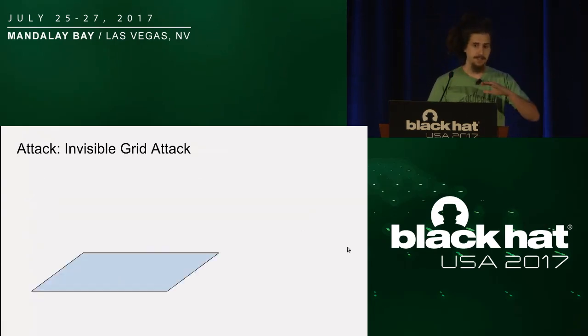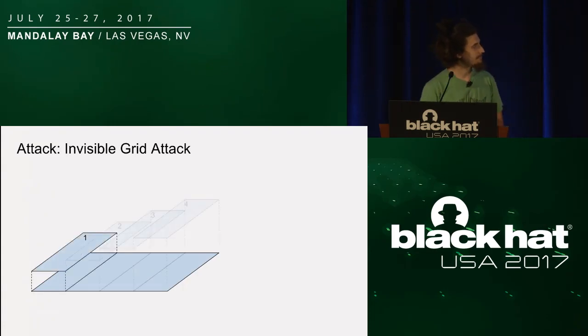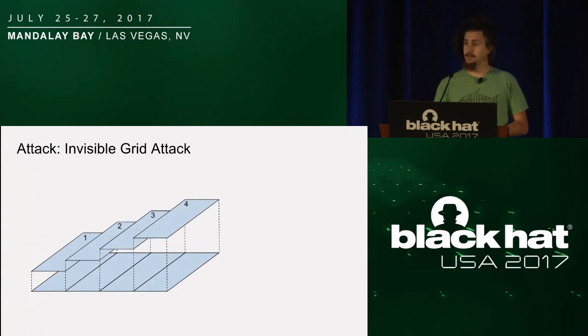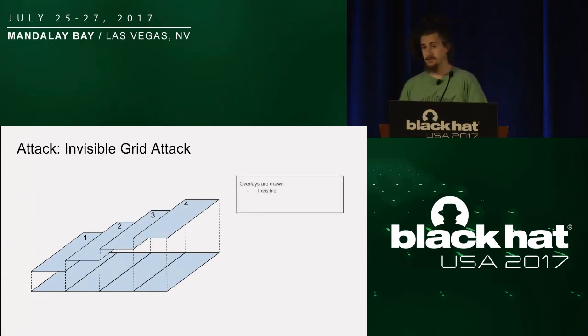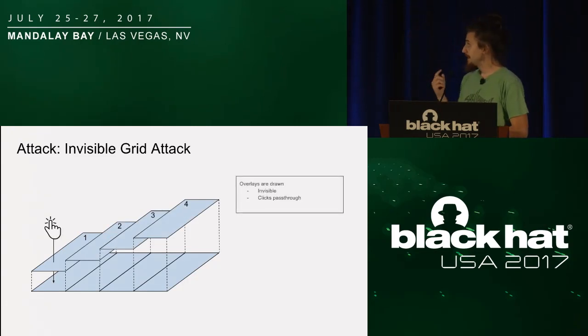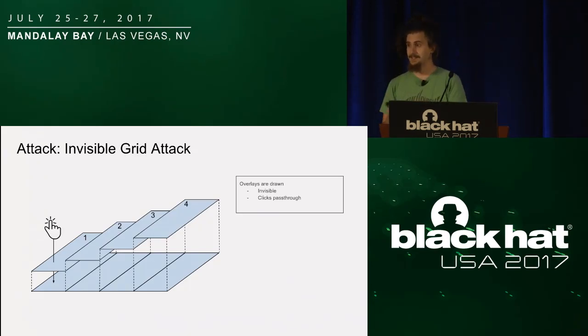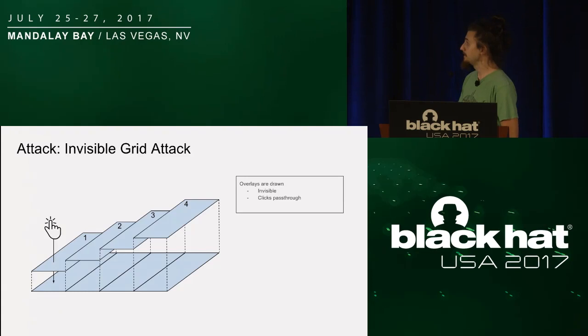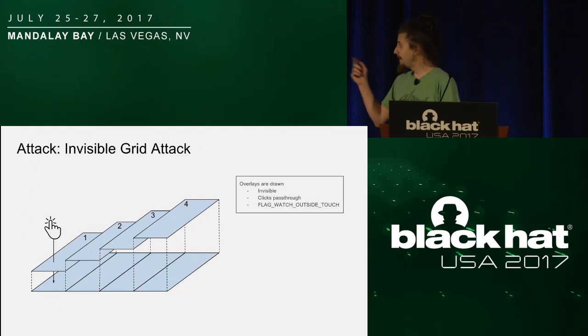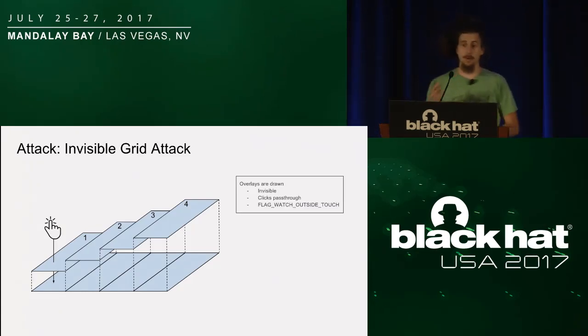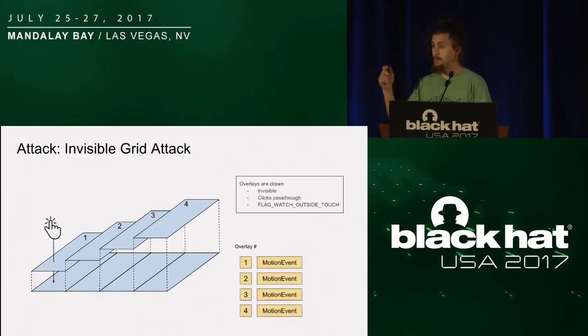This represents a phone that is laid down. So now the attacker can create overlays like this. These overlays are drawn invisible, so the user doesn't see them. The clicks are passed through, so the user interacts with the phone and doesn't see that there is something on top, because everything works as expected. And we create them with the flag watch outside touch, which means that wherever the user clicks, each of these overlays is going to receive a different motion event.